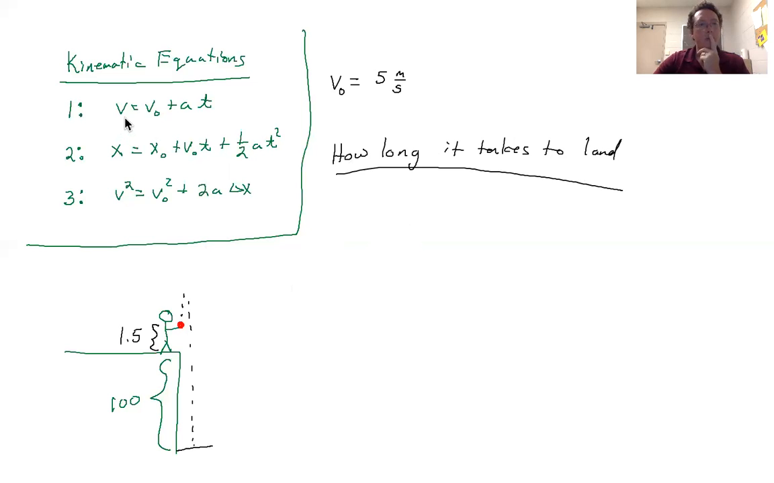Well, you could use either the velocity equation or the position equation, but I'm immediately against the velocity equation simply because I don't have any knowledge about the final velocity. I only know the initial velocity. However, in the position equation, kinematic equation 2, I do know the initial and final position. I know the initial velocity, and I also know the acceleration because this is a free fall problem.